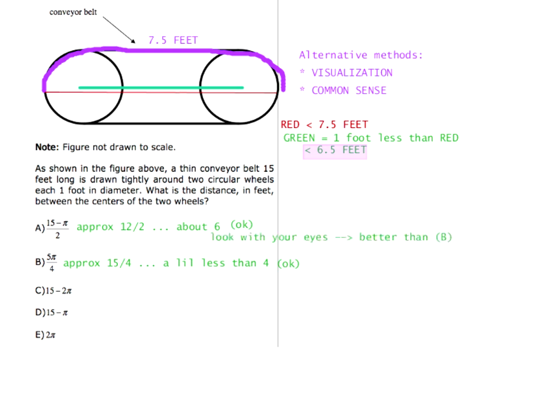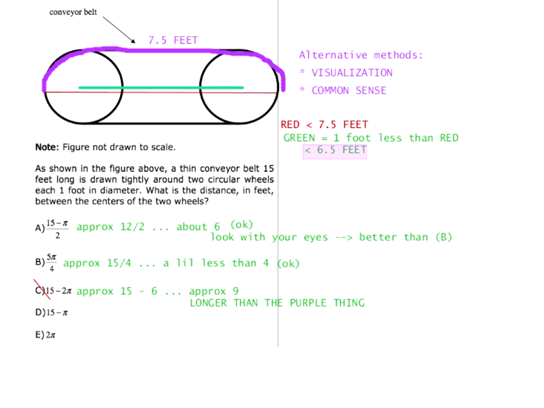Because it just is, right? I mean, we're looking at 15 minus 2 pi. This is approximately 15 minus 6. That's approximately 9. That's longer than the purple thing. No way, guys. No way at all. Can't be. Impossible.